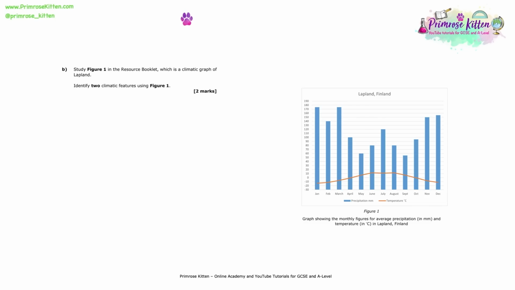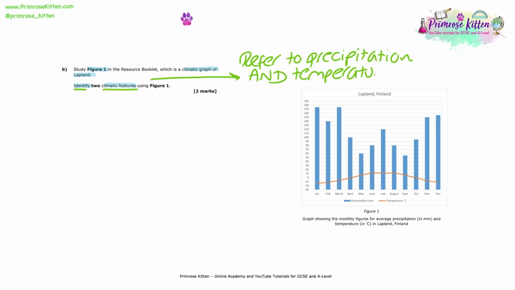Part B. Study Figure 1 in the resource booklet, which is a climatic graph of Lapland. Identify 2 climatic features using Figure 1 for 2 marks. You must ensure in your response that you make use of Figure 1 and make reference to both precipitation and temperature, so 1 feature of each.